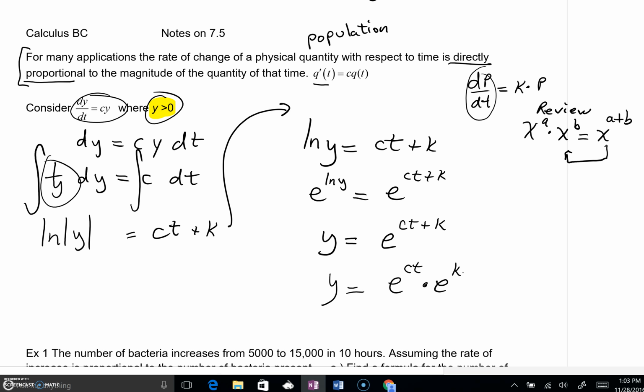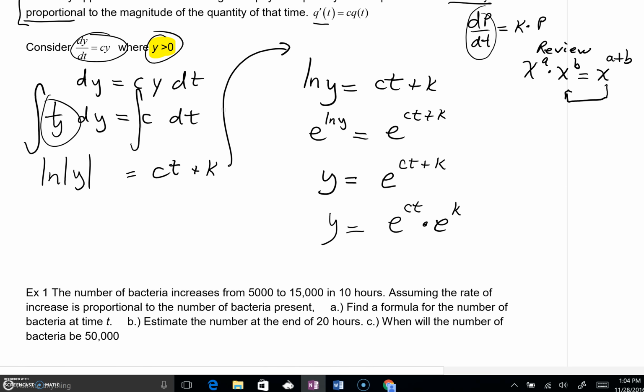Now maybe, just maybe, this is beginning to look a little bit more familiar to you. You look at this and you think, well, y equals e to the ct times e to the k. Tell you what, I'm going to let t equal 0. You think, why in the world would you do that? Well, I'd get y equals e to the c times 0 times e to the k. What's e to the c times 0, though? Well, it's e to the 0, which is 1.